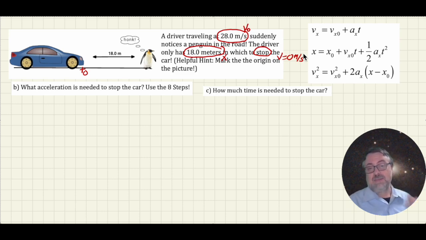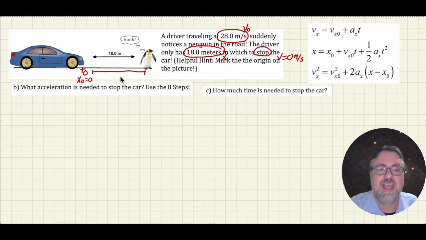So I always said to make a sketch. We have a picture here to work with, so this is pretty good. So I know here in this picture, if that's the origin, then I am starting with my initial position of 0. This distance here is 18 meters. That then should be, I'll end at X away from the origin.